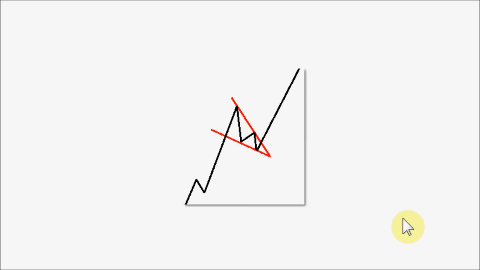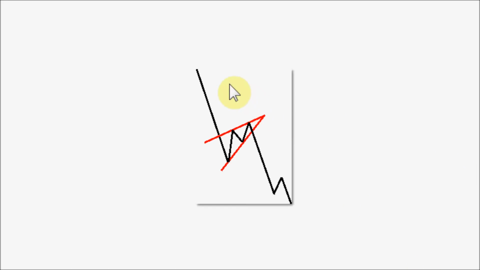Same thing for wedges, except they point down more. They are also continuation patterns. This is a bull wedge where a stock is going up, then it makes a real sharp turn to the downside, but then breaks above the resistance line here, and it should continue up.